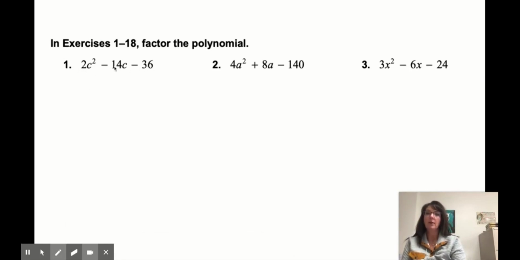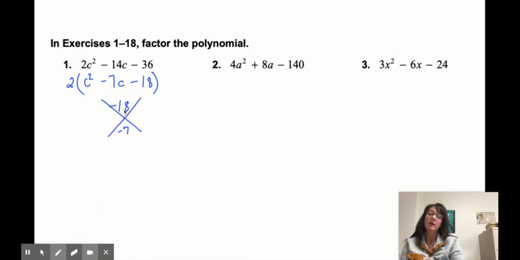So greatest common factor. This is even. They all have a factor of 2. If I factor out a 2, I'm left with c squared minus 7c minus 18. Now, this part is very much like last lesson where we had a leading coefficient of 1. So we're looking for factors of negative 18 that sum to negative 7.